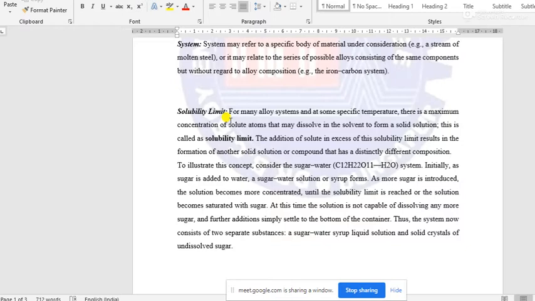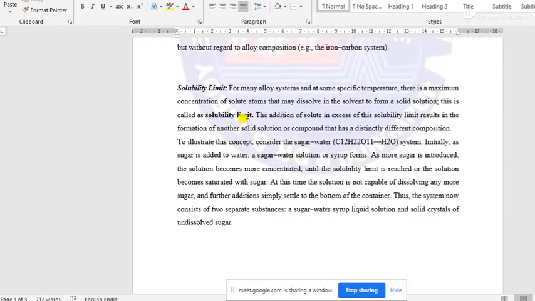Solvent is the greater part of a solution, and obviously solute is the lesser part of a solution. Now in a sugar water syrup, obviously water is the solvent and sugar is the solute. Solubility limit is the limit up to which a solute can dissolve in a solution. For the concept of this term solubility limit, you may take the same example of sugar water system or sugar water syrup.